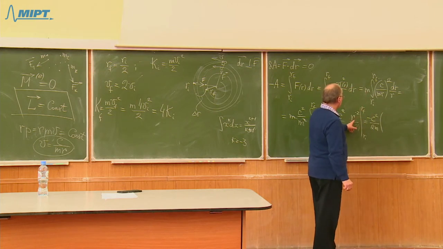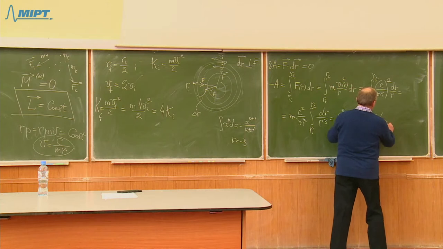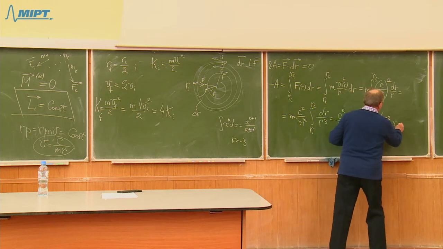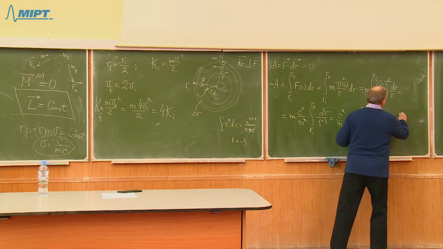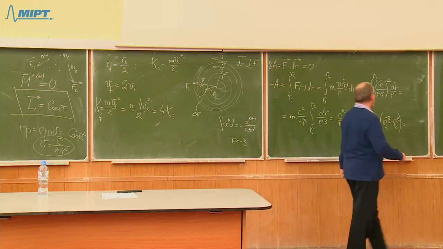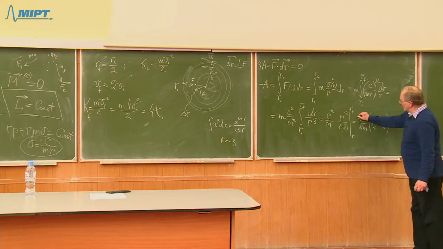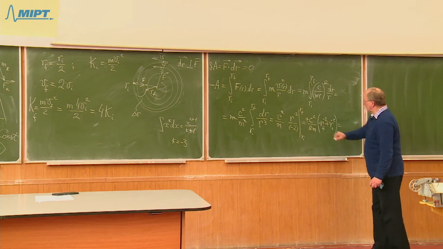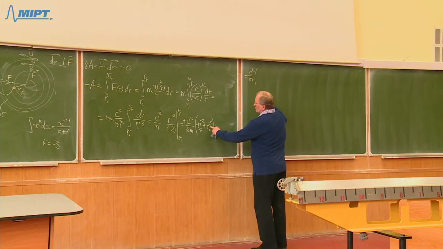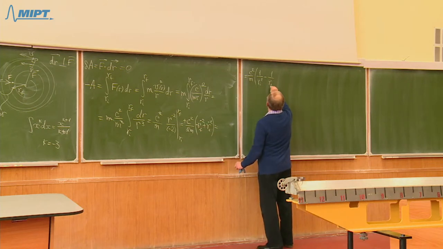And first I will take this expression at the final point, which will be radius final to the power of minus 2 minus radius initial to the power of minus 2. I will take the minus into the round brackets. And finally, I will obtain c squared divided by mass times 1 over initial radius squared minus 1 over final radius squared.